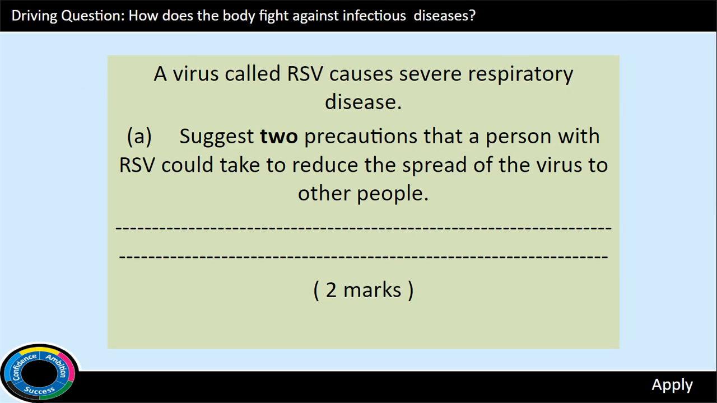So a virus called RSV causes a respiratory disease. Suggest 2 precautions that a person with RSV could take to reduce the spread of the virus to other people. So what 2 precautions can be taken to prevent the spread of a virus from one person to another? And that is an examination question worth 2 marks. I'm going to ask you to pause the video and try to attempt this question. Right.